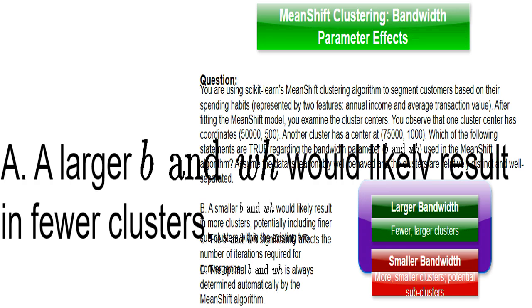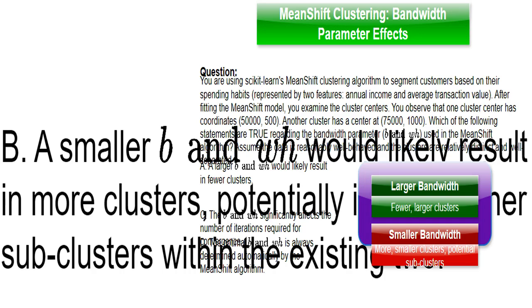We'll come back to this later. This is option B, the opposite scenario. A smaller bandwidth increases sensitivity to local density variations, hence more smaller clusters are formed. Think of it as a more fine-grained analysis.